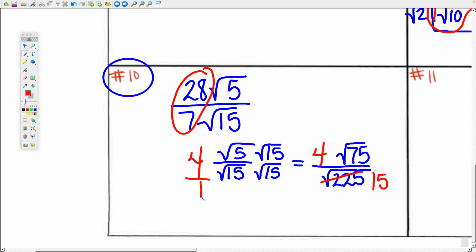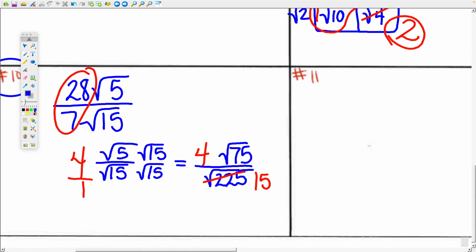And now I have to split the square root of 75, because I'm running out of space. The square root of 75 is the square root of 25 times the square root of 3, okay?